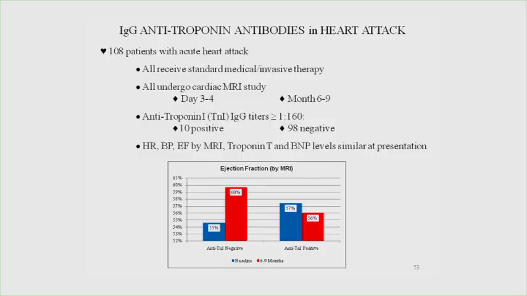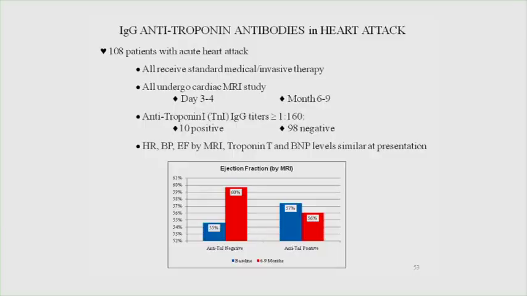Let's look at IgG anti-troponin antibodies in humans experiencing heart attack. 108 patients with acute heart attack. All received standard medical and invasive therapy. You measure ejection fraction with a magnetic resonance scan on day 3 and 4, and then 6 to 9 months later after recovery. Now, you will look for high titer, high levels of IgG anti-troponin antibody. If you dilute the serum 160 times, and you can still see the antibody, that was considered high titer.